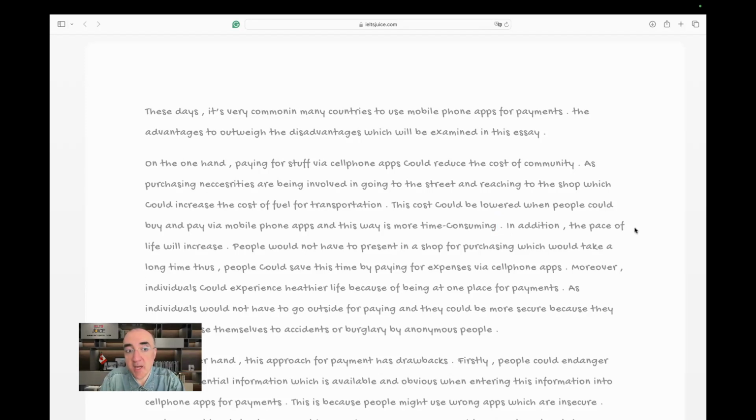In addition, the pace of life, that's a good word, the pace of life will increase. How? People wouldn't have to present in a shop. People, again, I don't need would. People do not need to be present. I need a verb here. In a shop for purchasing, for shopping. Purchase is a transitive verb. Shop can be intransitive.